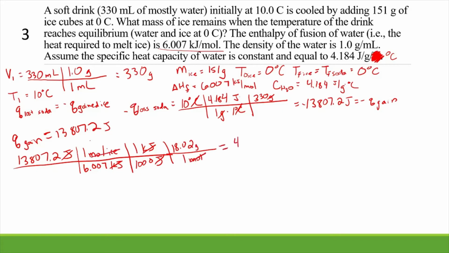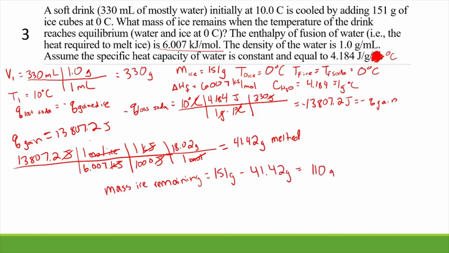And so this calculates out to be 41.42 grams of ice that melted. So our mass of ice remaining is equal to what we started with, 151 grams minus 41.42 grams. We have 110 grams of ice remaining.